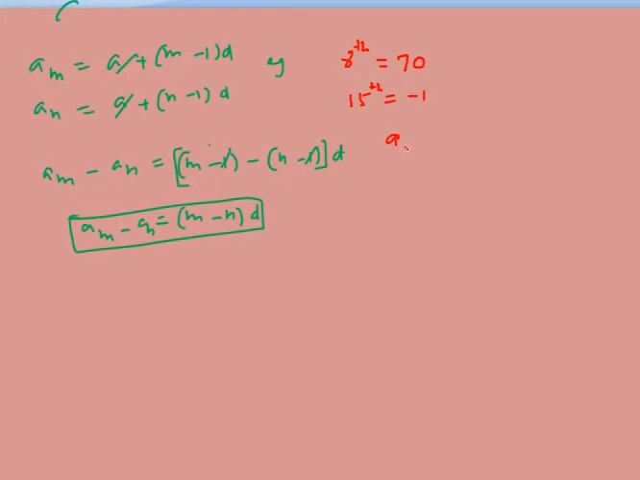Try to think in symbols. A8 minus A15 will be equal to how much? 8 minus 15 into the common difference. You see, in the formula these suffixes are coming in the same order. Now A8 means 70. This is minus 1, so it will become plus 1. And this is how much? 71. Minus 7 is the common difference.